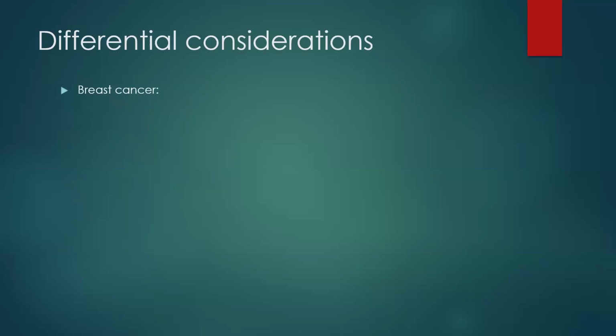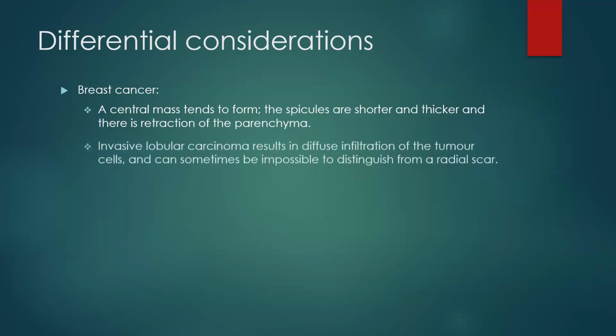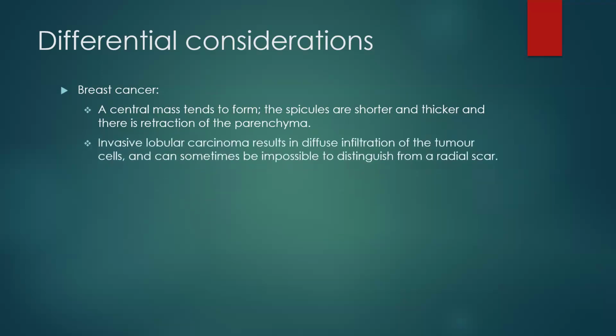The differential consideration we need to keep in mind in the case of the radial scar is breast cancer, where a central mass tends to form. The spicules are shorter and thicker in comparison to the radial scar, and there is retraction of the parenchyma, which is absent in the case of the radial scar. Invasive lobular carcinoma results in diffuse infiltration of the tumor cells and can sometimes be impossible to distinguish from a radial scar.